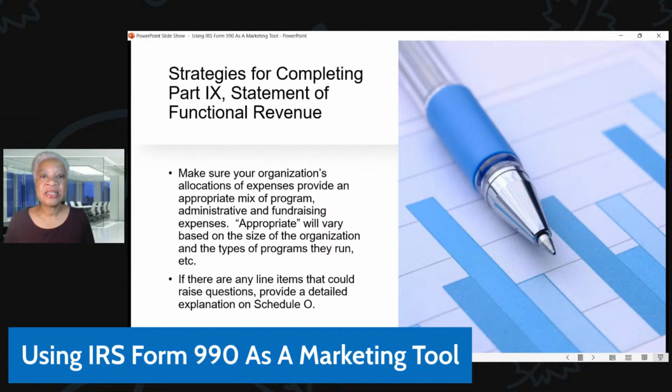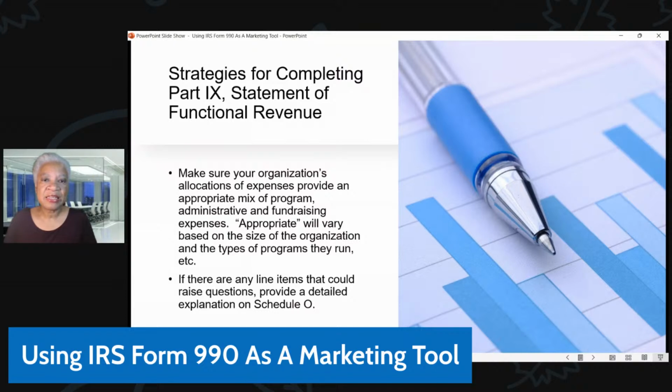So some of the strategies I would recommend for completing this section: make sure that you have a proper allocation of your expenses, because sometimes we could be doing, quote unquote, the right thing the wrong way. For example, if we look at our salary costs, one mistake that I've made and I've seen on the Form 990 is people taking salary costs and automatically putting that in your administrative column.